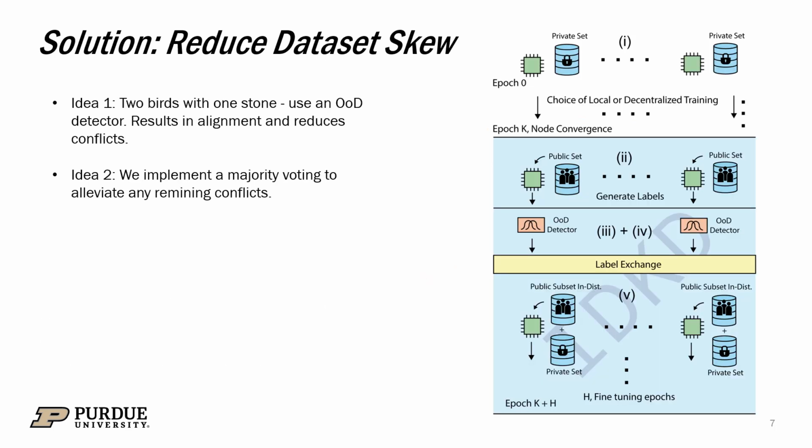Thus, to address the problems that we previously discussed, in this paper, we propose in-distribution knowledge distillation. It addresses both the label conflict and dataset misalignment problem. We use two ideas. Firstly, we use an OOD detector. This reduces the alignment mismatch between the public and private dataset, but also reduces label conflicts. The second idea is we implement a majority voting strategy to alleviate any remaining label conflicts.